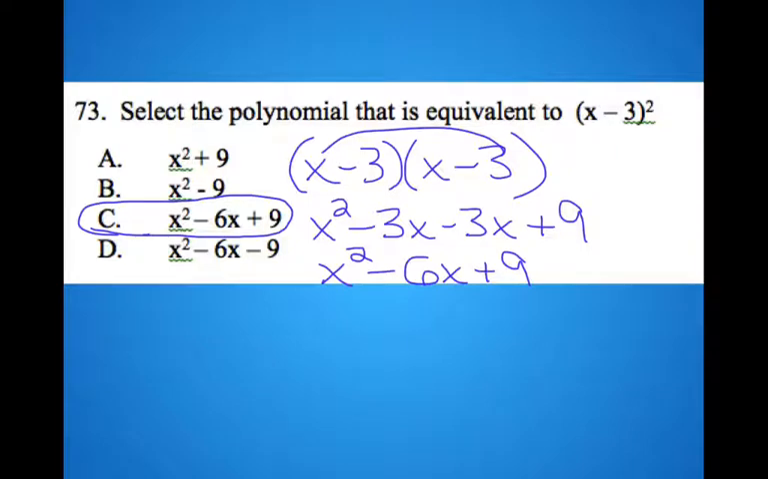This one, you won't miss it if you take the time to rewrite x minus 3 side by side, and then we distribute, which is FOIL. So x times x would be x squared. The outside would be minus 3x. The inside would be minus 3x. And then negative 3 times negative 3 will give you the positive 9. And then we can combine the two middle terms.